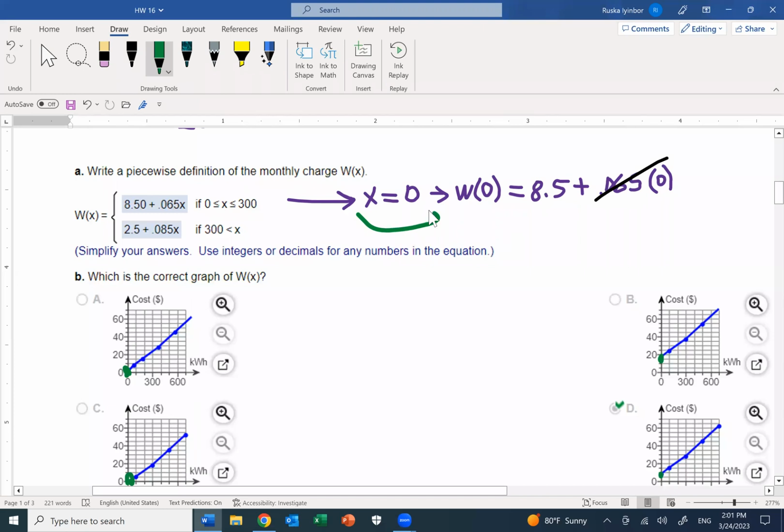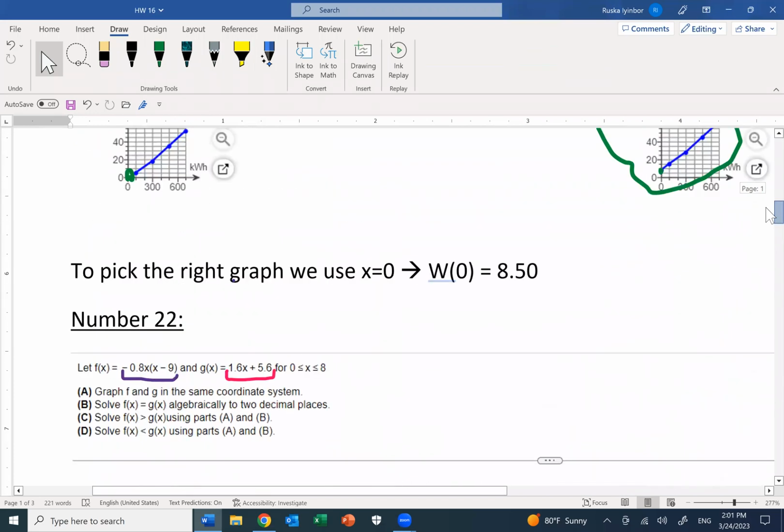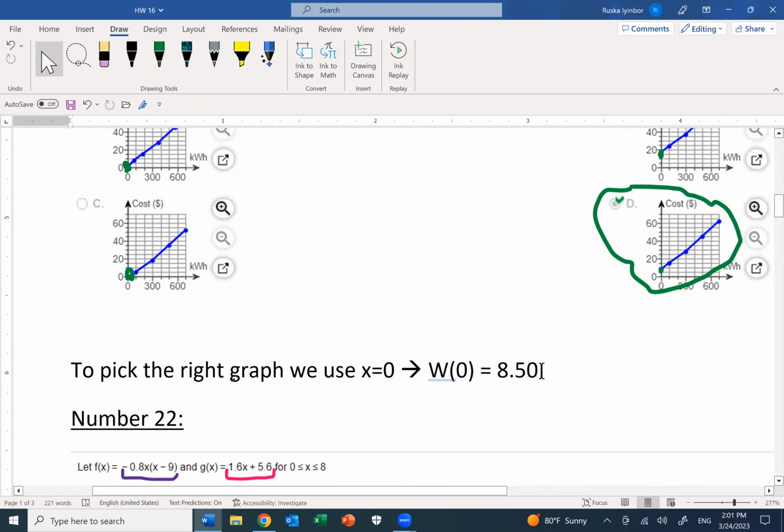So what you're doing is you replace X with 0. You plug it into the first equation, and it's going to be 8.5 plus 0.065 times 0. This gives me 0, so the Y-intercept is going to be 8.5. And that's the right graph, the one we have over here. Mine is graph G. So this is the right graph because we have a Y-intercept at 8.5. Okay, so that's how you do number 19. To pick the right graph, we use X equals 0, which is 8.5.